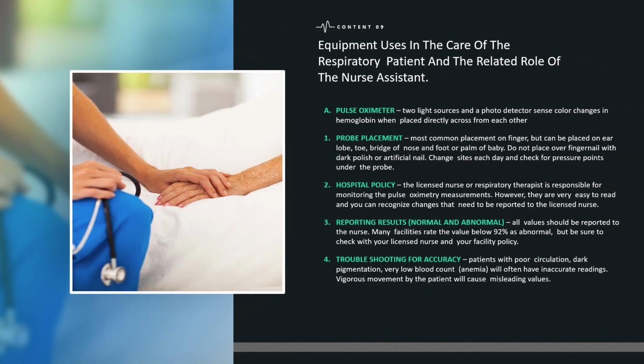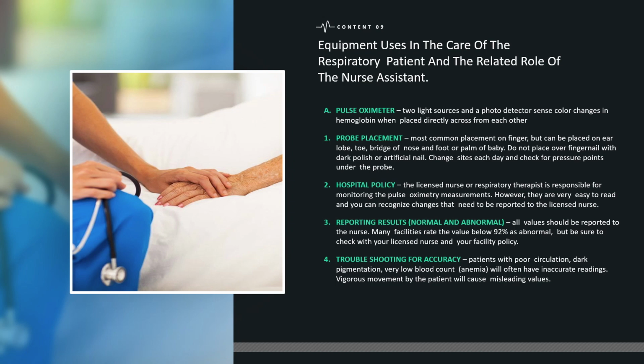Content 9. Equipment used in the care of the respiratory patient and related role of the nurse assistant. Pulse oximeter. Two light sources and a photodetector sense the color changes in hemoglobin when placed directly across from each other. The probe placement: most common placement is on the finger, but can be placed over the earlobe, toe, bridge of nose, and foot or palm of baby. Do not place over fingernail with dark polish or artificial nail. Change sites each day and check for pressure points under the probe.